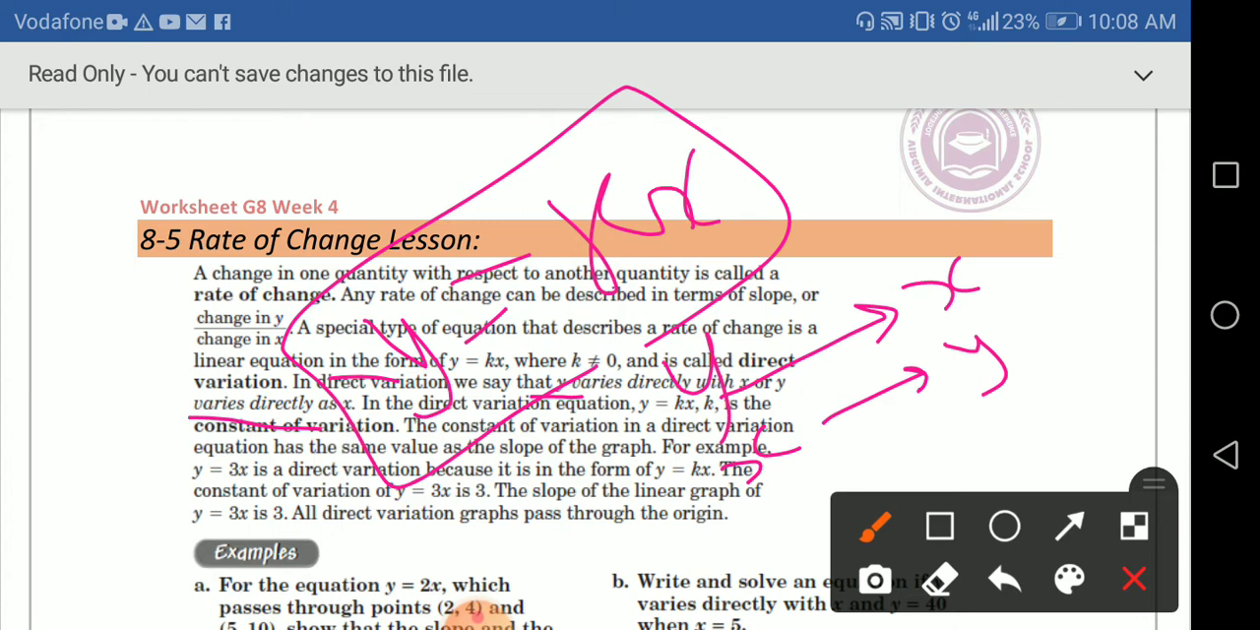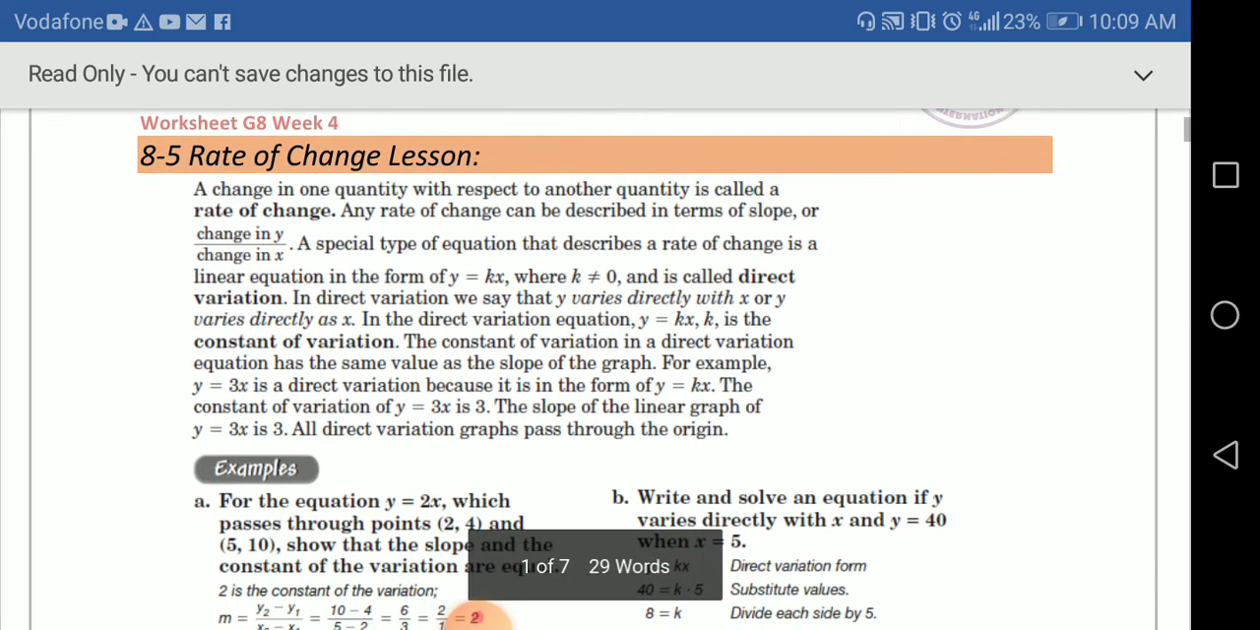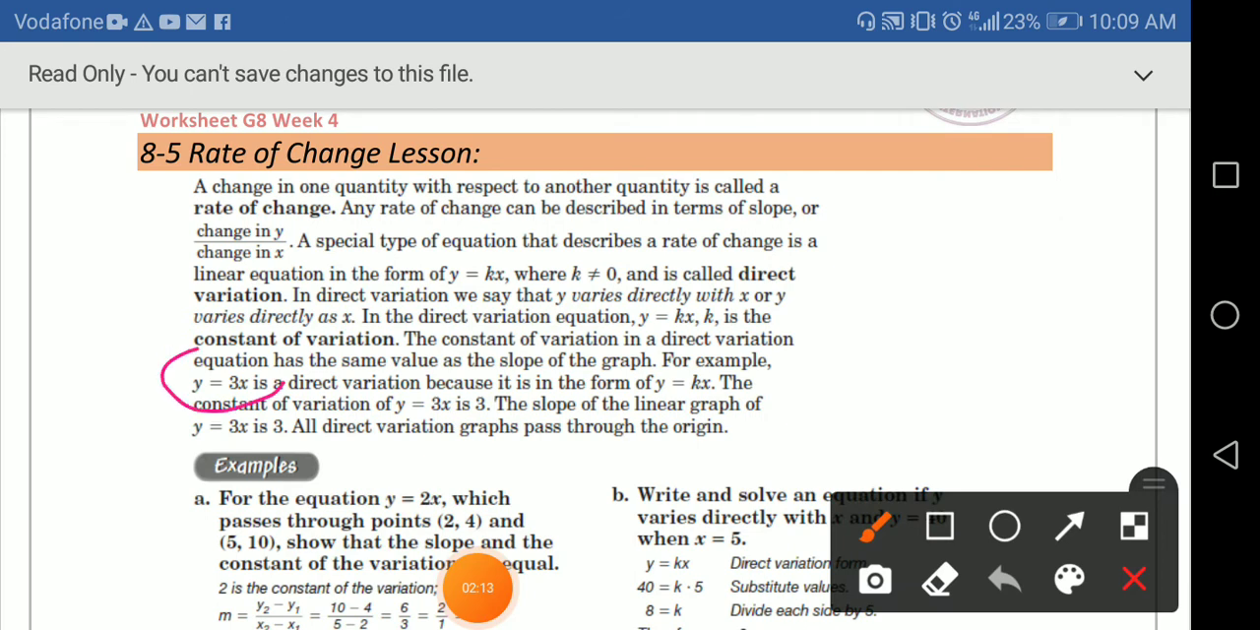Okay, so k is what? K is constant fixed. K is constant fixed on the variation, the constant of variation. In direct variation, for example, here we got y equal 3x. It's a direct variation because it's the form of y equal kx.